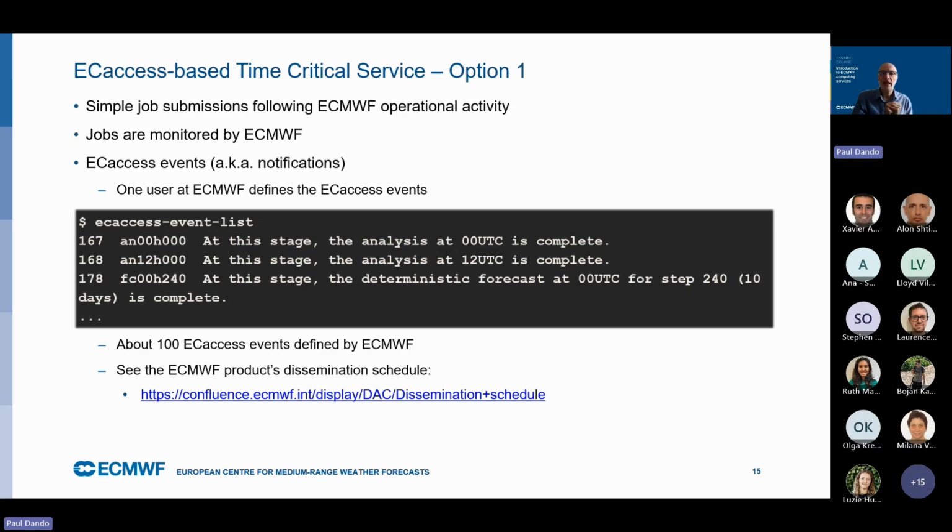So even if ECMWF is late with its forecasts and the data are not available until 30 minutes or 1 hour after the schedule, the ECaccess events will not be triggered until ECMWF has produced the data and it is available to be downloaded from Mars. So this is typically when you want to get data time critically.